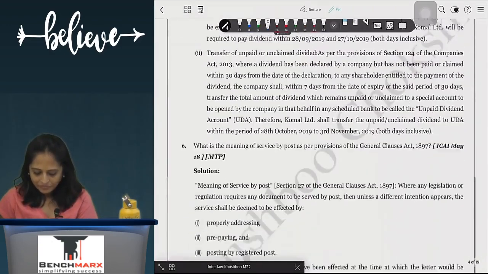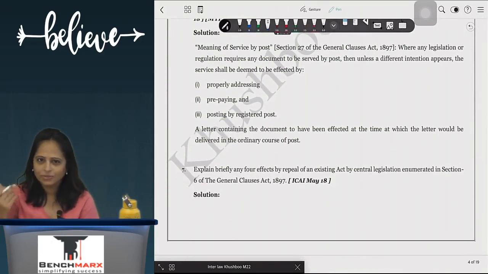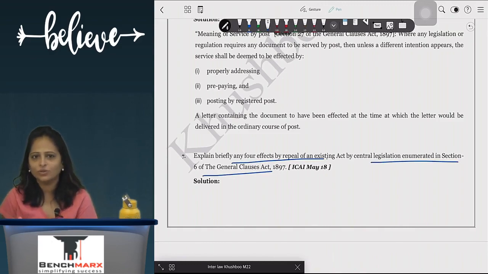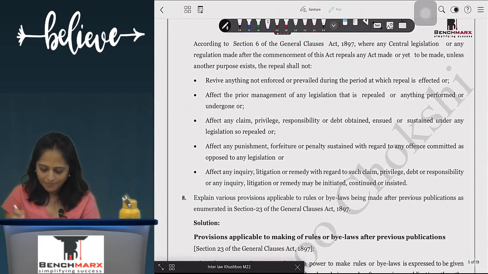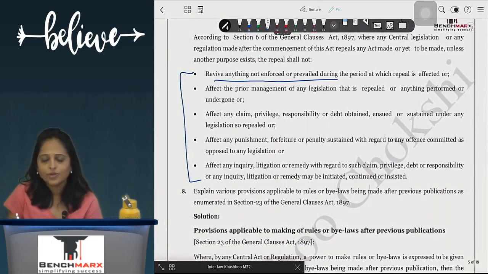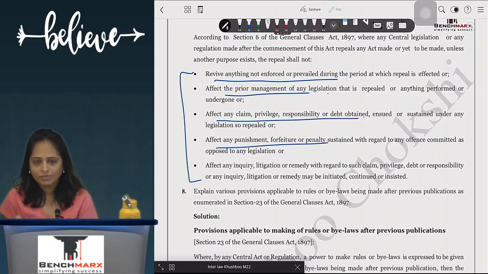What is the meaning of service by post as per General Clauses Act? It has to be properly addressed, sent by post, registered post, and signed and stamped. Four effects of repeal: those 5 effects of repeal which I told you, any 4 you have to write. These are the 5 we have to remember: revive anything not enforced or prevailing, affect prior management, affect any claim, privilege, responsibility or debt, affect any punishment, forfeiture, affect any inquiry, litigation or remedy.